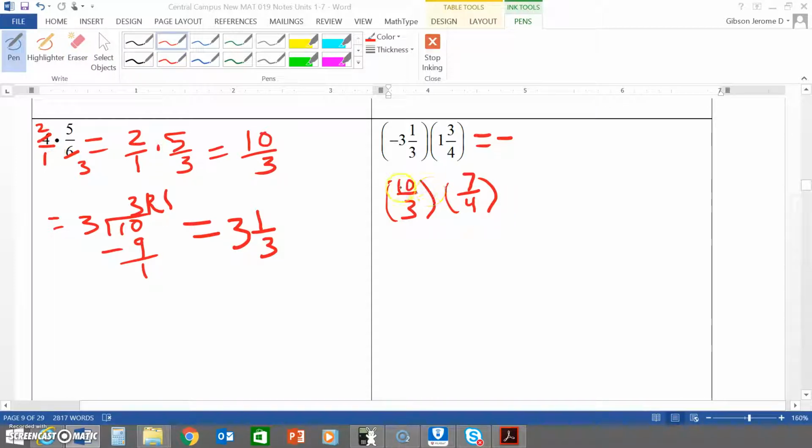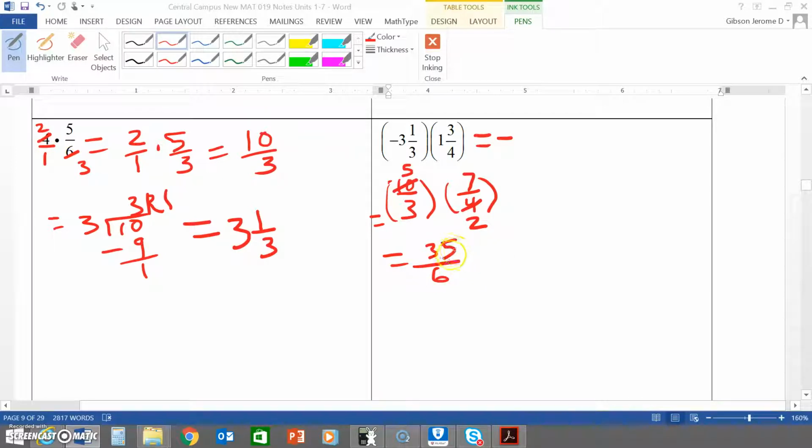Let's go back. We can do some simplifying with 10 and 4. Both of them have 2 in common. So we could say 2 goes into 10 5 times, 2 goes into 4 twice. So then we can multiply. And we have 5 times 7 is 35, and 3 times 2 is 6.